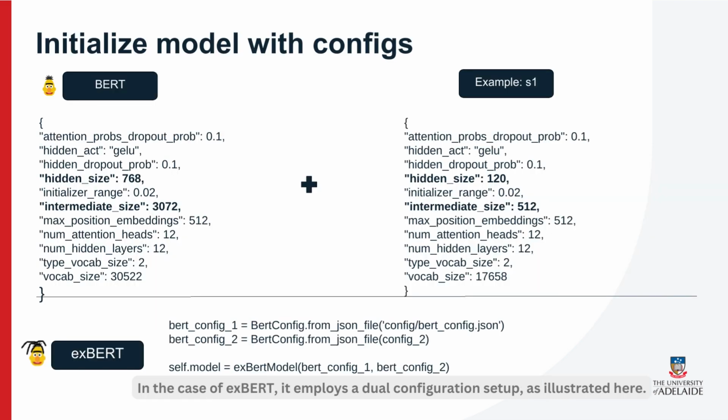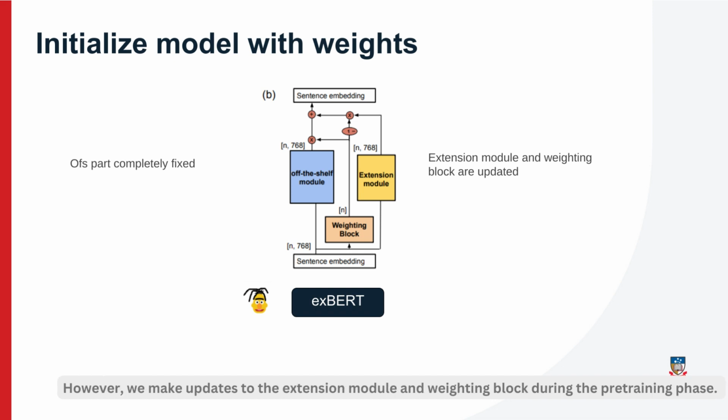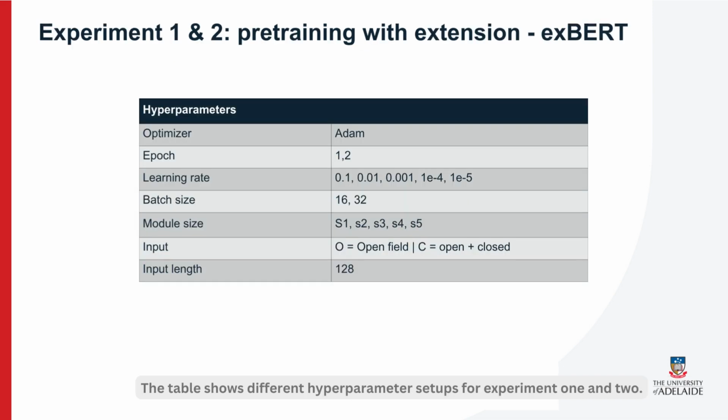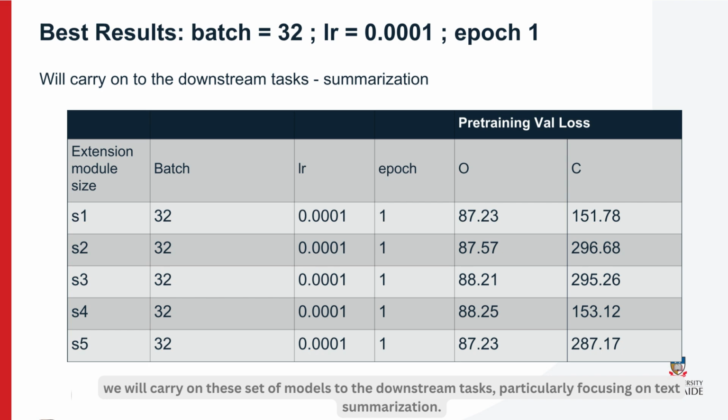In the case of XPERT, it employs a dual configuration setup as illustrated here. We pre-train the model by initializing it with predefined weights. It is important to note that the off-the-shelf part remains completely fixed throughout the process. However, we make updates to the extension module and weighting block during the training phase. The table shows different hyperparameter setups for experiment 1 and 2. When we examine the pre-training foundation loss, the best outcomes are achieved with open field columns with specified batch size, learning rate, and epoch. We will carry this set of models to the downstream tasks, particularly focused on text summarization.